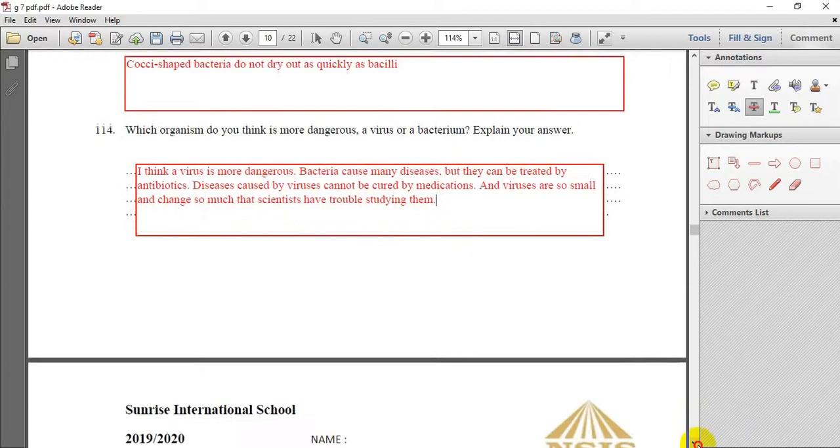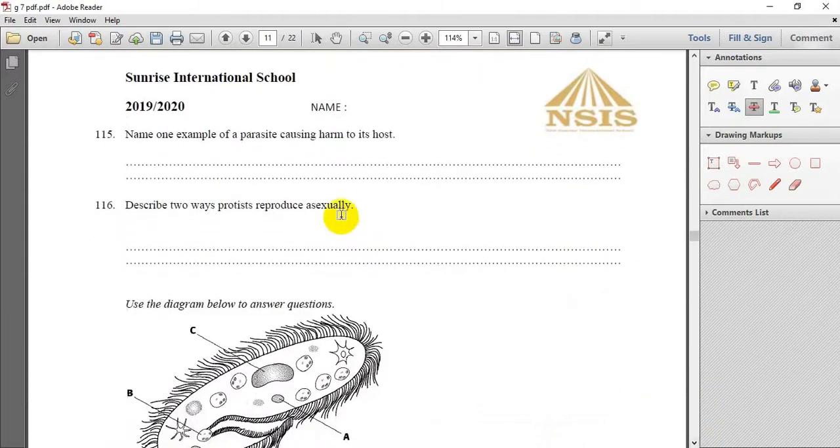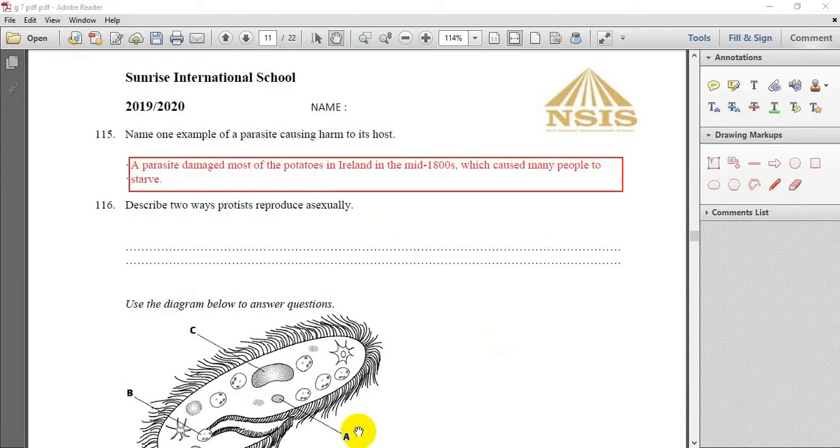Next question, 115. Name one example of a parasite that causes harm to its host. From what we have been studying in chapter 12, the viruses and bacteria, and also chapter 13 about protists and fungi, we need to write about one parasite causing harm to its host. So a parasite damaged most of the potatoes in Ireland in the mid 18th century, which caused many people to starve. You can write any kind of example for parasites. We have many of them. You can write about the virus that attacks bacteria, the spacecraft virus.